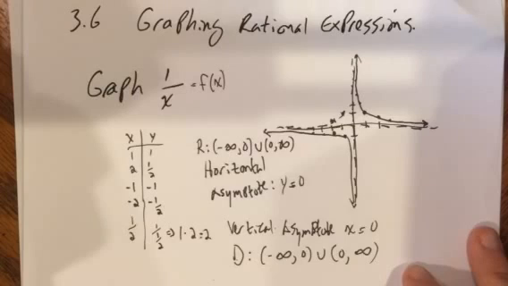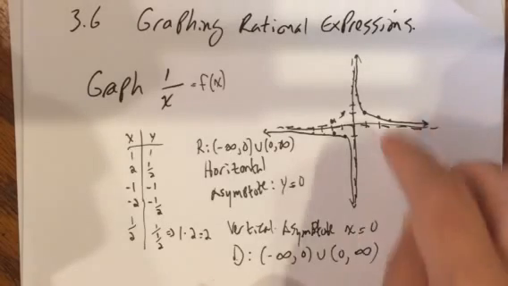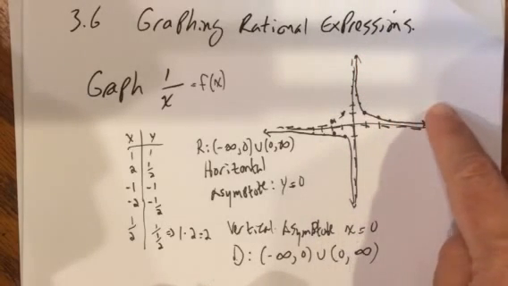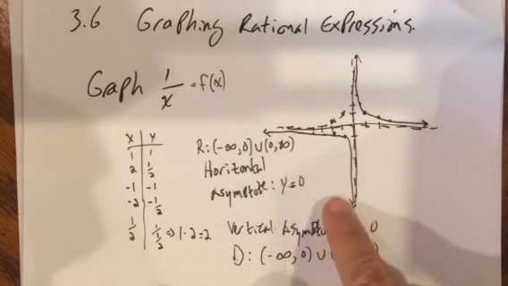So this is a standard graph of 1 over x. The standard graph of 1 over x has asymptotes at the axes, and basically is in the top right following the asymptotes and bottom left following the asymptotes.